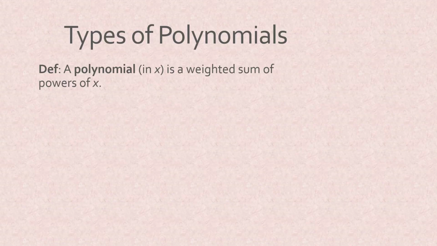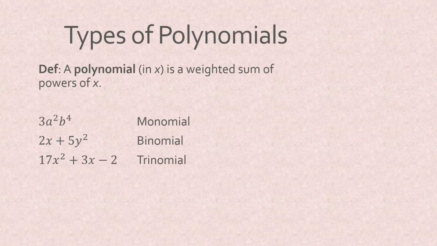So, types of polynomials. A polynomial in x is a weighted sum of powers of x. For example, 3a squared b to the fourth is what we call a monomial because it is a one-term polynomial, while 2x plus 5y squared is what we call a binomial because it is a two-term polynomial. You can see the two terms right there. And last but not least, 17x squared plus 3x minus 2 is a trinomial because it has three terms, and they are 17x squared, the 3x, and then the negative 2.